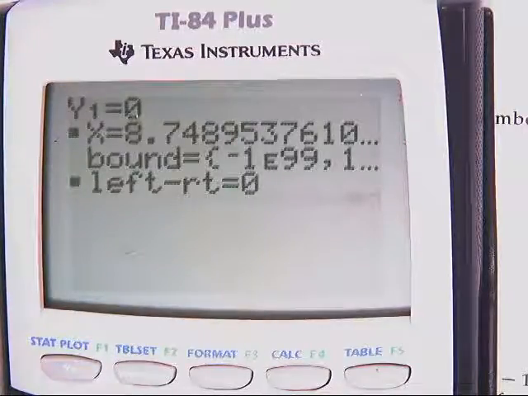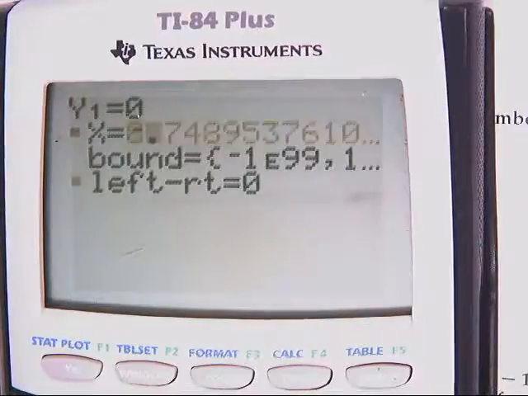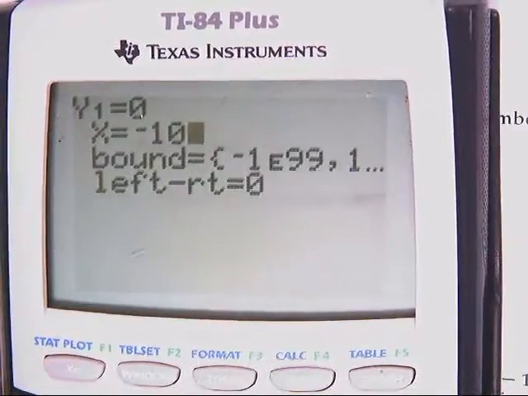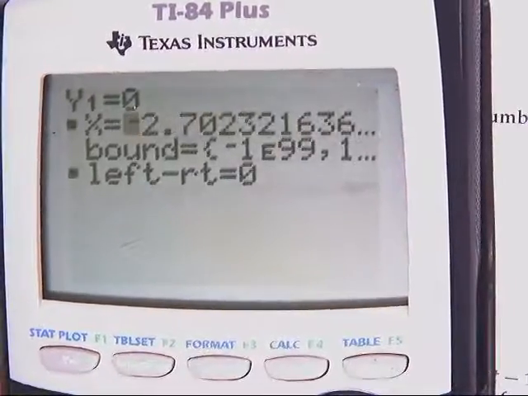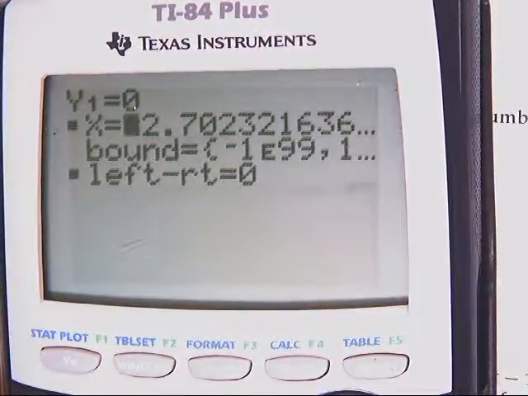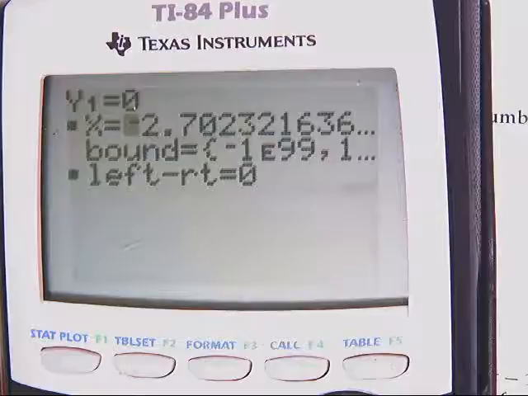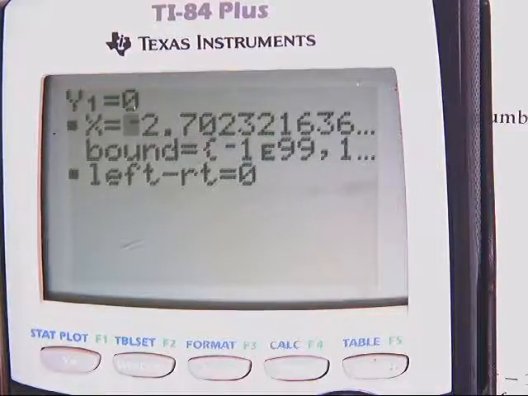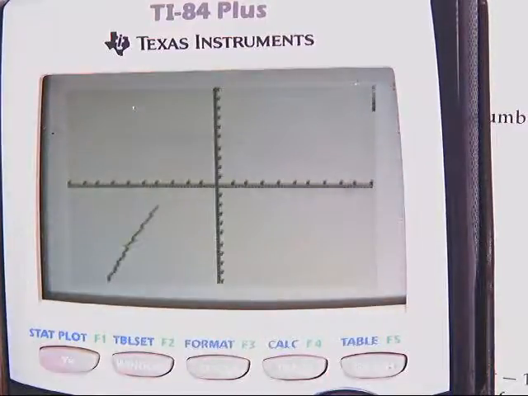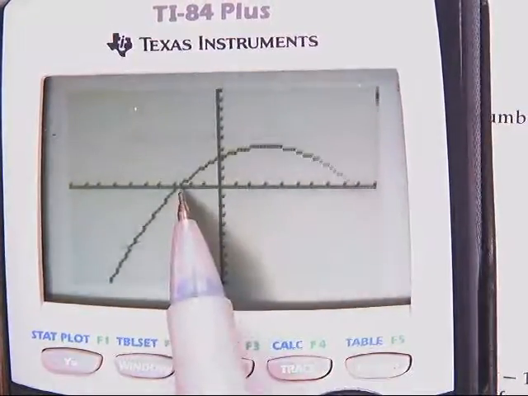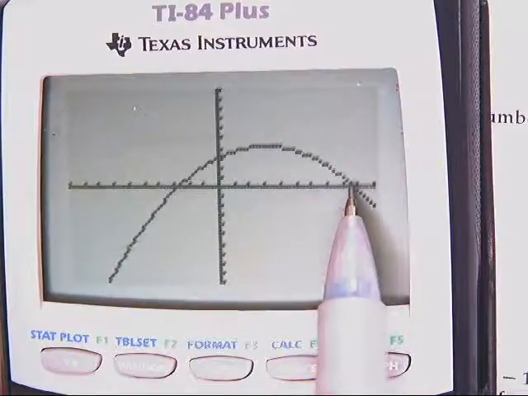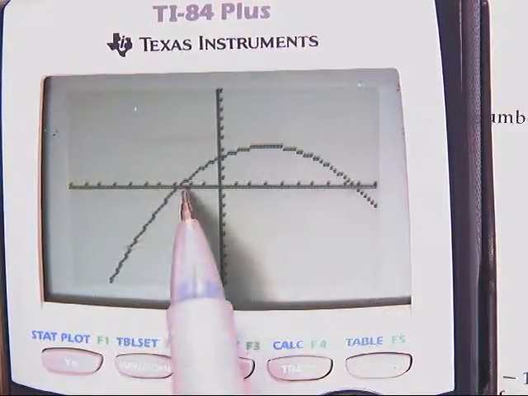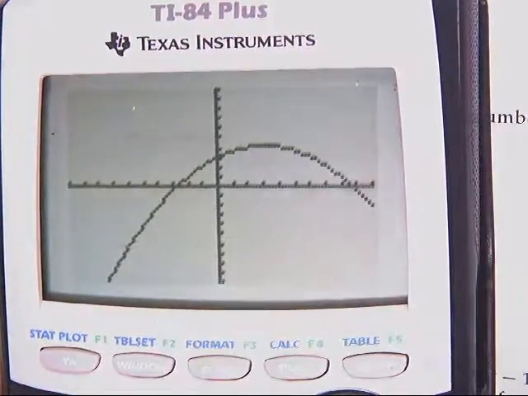And on the other side, it was between -2 and -3. So stick -10 in there. This is going to find the intersection closest to -10. And look, it was between -2 and -3. Okay, so you write those two decimals down. They're these exact two points of intersection right here. You don't even have to guess. The calculator already knows what they are, because it calculated. You've just got to tell it how to do it.